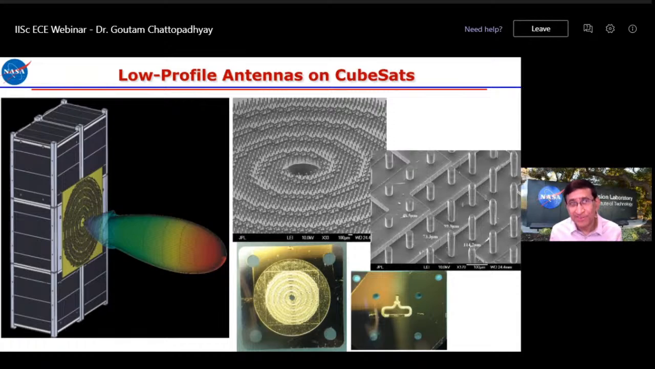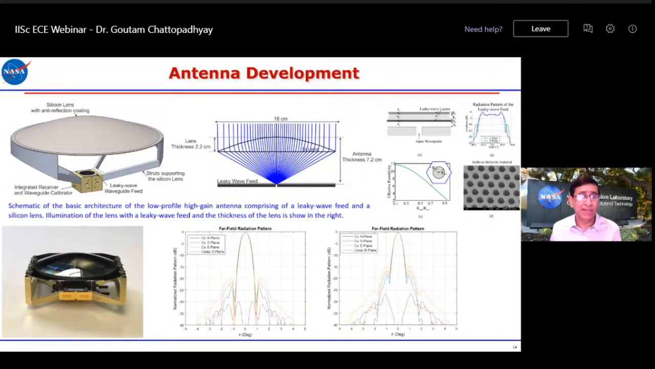People work on metasurfaces, but we also looked at other kinds of antennas. So can we go ahead and develop some other kind? Still, they have to be low profile. So we came up with a lens antenna, a silicon lens antenna with a leaky wave feed that is also low profile, very different than the other kind of antenna.